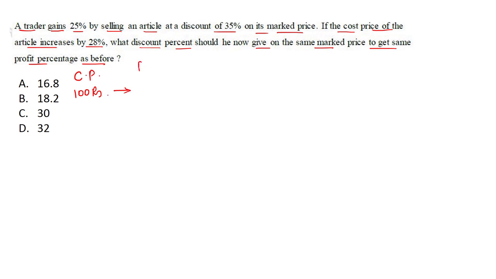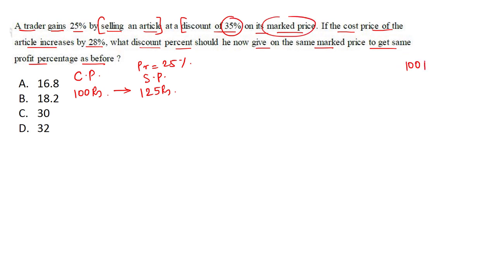So, what is the profit given over here? 25%. Correct? So, the selling price is going to be what? 125 rupees. But this selling price is of this article, it is after a discount of 35% on the marked price. So, take a look over here.